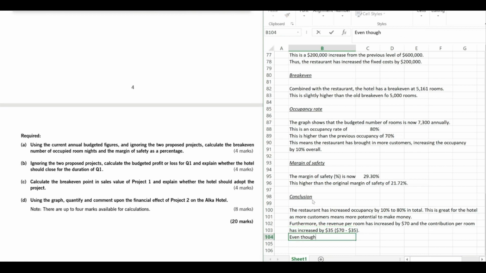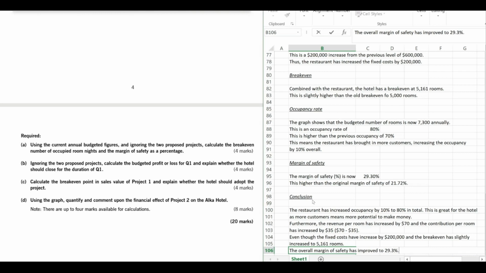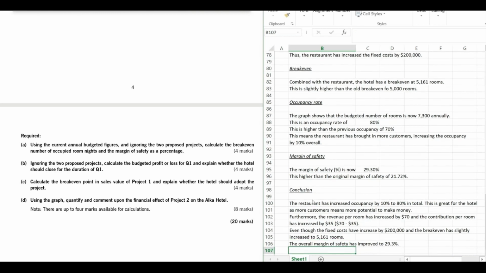Even though the fixed costs have increased by 200,000 and the break-even has slightly increased to 5161 rooms, the overall margin of safety has improved to 29.3%. Okay, do we need to give a conclusion using the graph, comment upon the comment? So yeah, let's just give a comment.